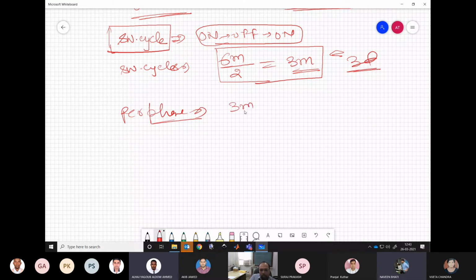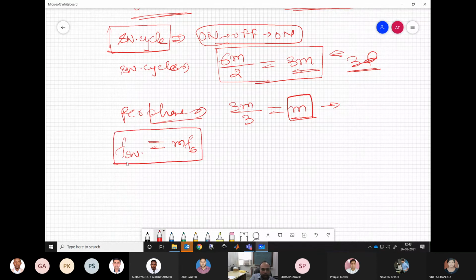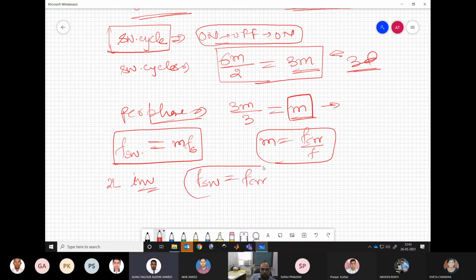What is 1? M. M, sir. Correct. So our switching frequency per phase is actually m times our fundamental frequency, where m is the ratio of our carrier frequency to the fundamental frequency. So that is why we say in a 2-level inverter, our switching frequency is nothing but our carrier frequency. Is this clear?